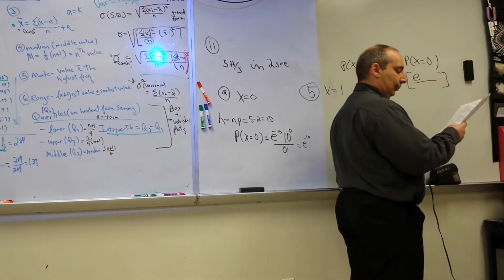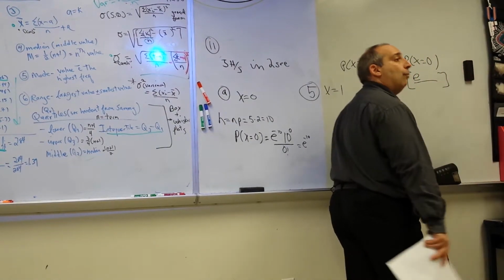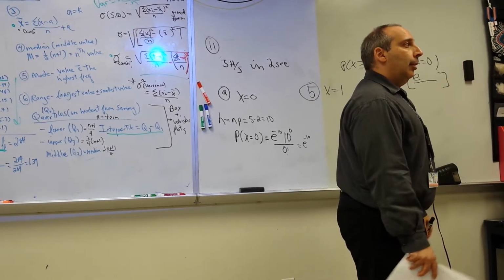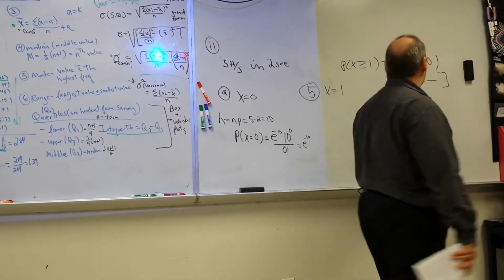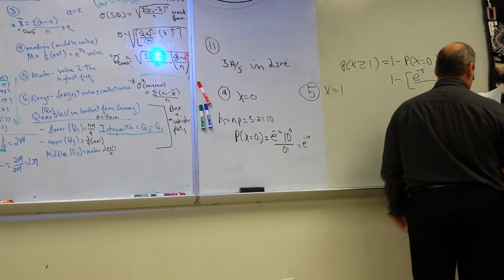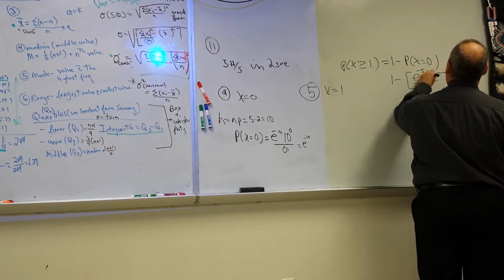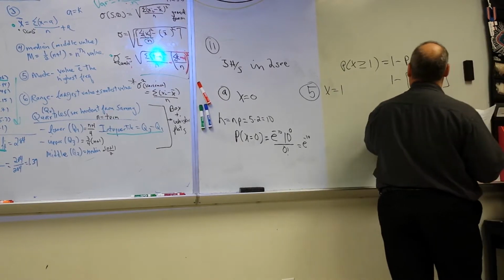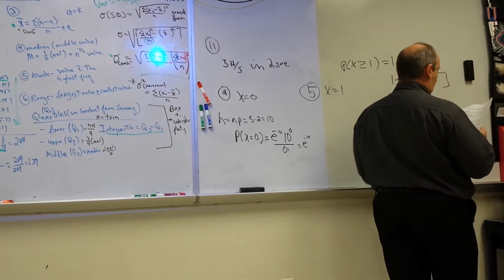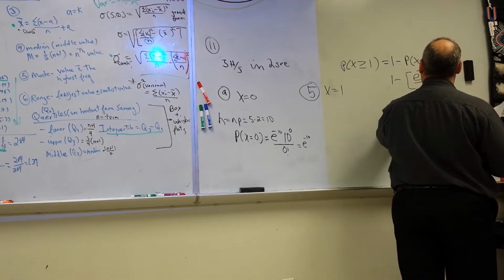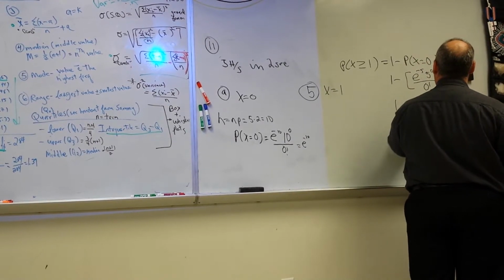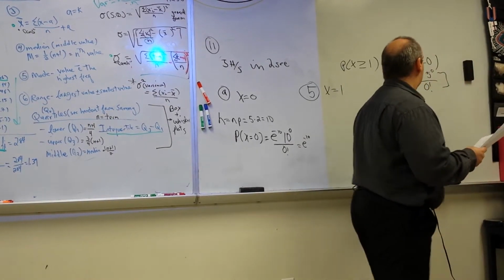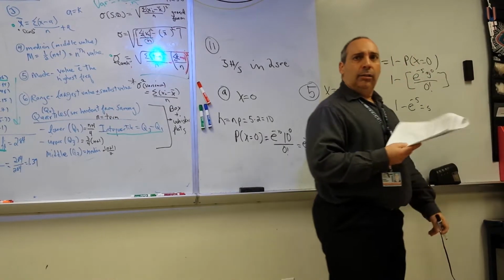E to what power? Negative 5. Why is it negative 5? It goes back to 1 second. Yeah, 1 second, I told you the rate, right? Negative 5. And then 5 to the 0, and again, 0 factorial, right? 1 minus, that's 1, e to the negative 5, right? So it's pretty small, right?